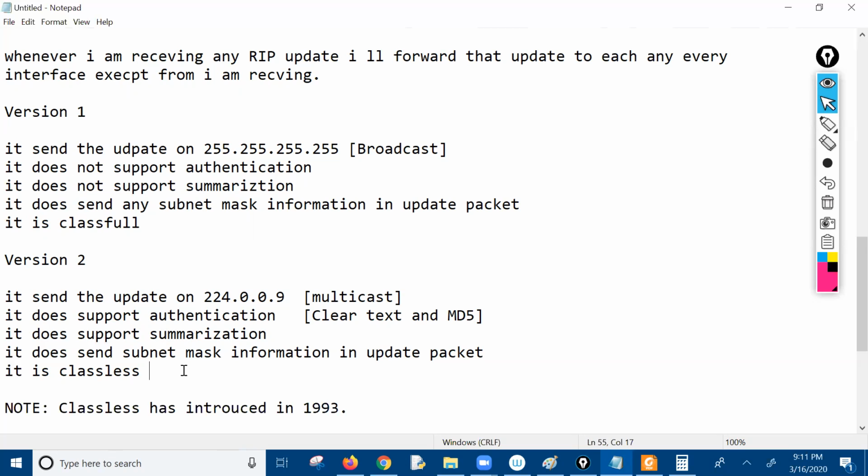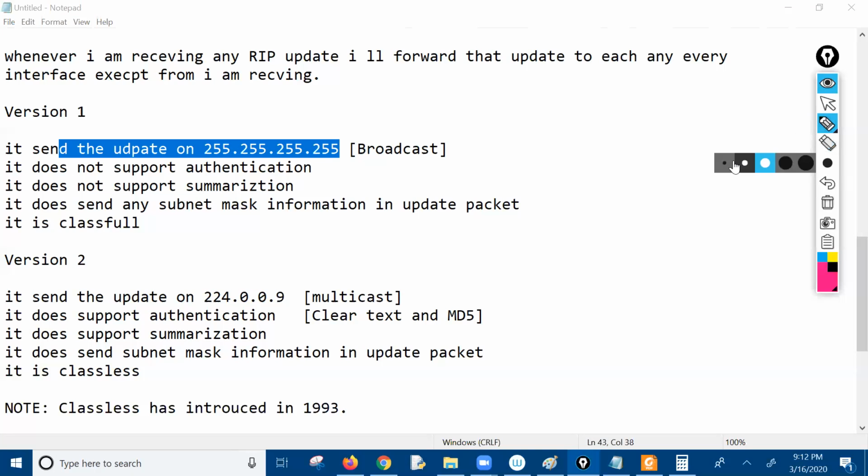Okay. Now, the first point: it sends the update on broadcast. So why are we not going to use version 1? What is the disadvantage of this? Broadcast. Guys, have a look. I said broadcast. Okay, fine.